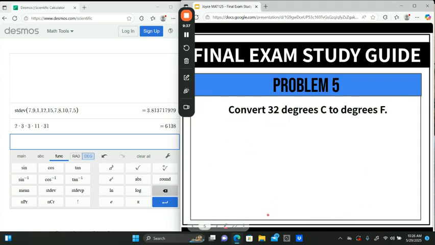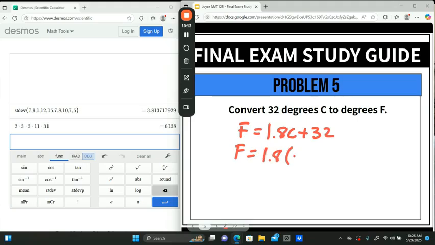All right, problem 5. Convert 32 degrees Celsius to degrees Fahrenheit. Now, you should have access to the formula chart. There are several different formulas you can use for this on your formula chart. I'm just going to pick one. It doesn't really matter. You can use whichever one you like. But I'm going to use F equals 1.8 C plus 32. Right, so we've got 32 degrees Celsius.